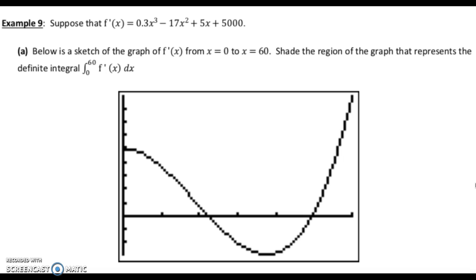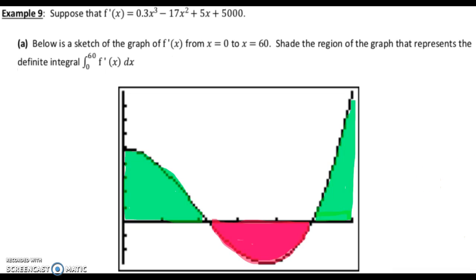So let's shade in these regions. The regions would look something like this. So here's this first region, and these tick marks look like they're going from 10, 20, 30, 40, 50, and 60.